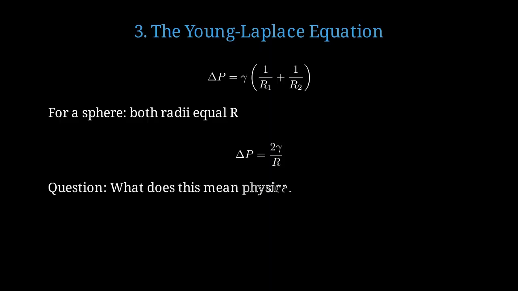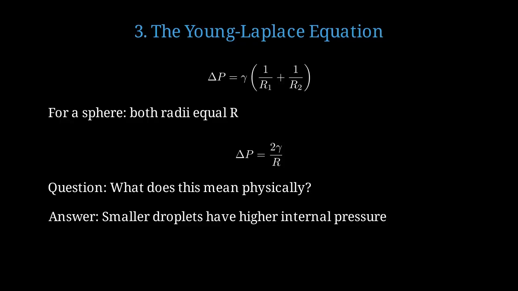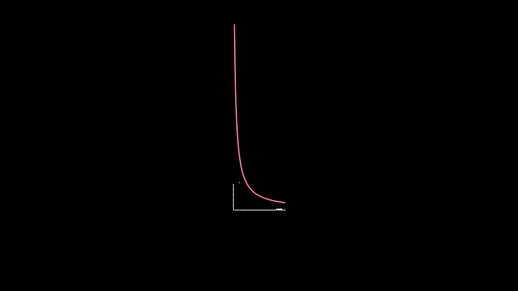What does this equation tell us about the physical behavior? It tells us that smaller droplets have much higher internal pressure. Pressure is inversely proportional to radius. Here's a graph showing how pressure difference increases dramatically as radius decreases. This inverse relationship is crucial.